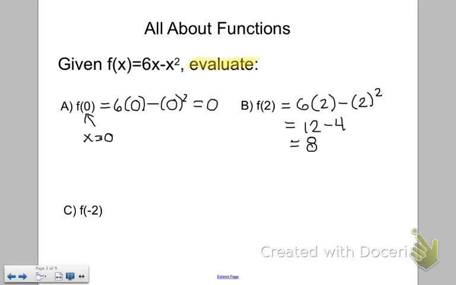Now, question C asks us for f of negative 2. This is going to be one of those examples where it's really important to use parentheses to make sure we get the sign correct in our final answer. So the x value we're plugging in is negative 2. This is going to be 6 times negative 2 minus negative 2 squared. So be really careful of those signs there in the middle. 6 times negative 2 is negative 12. Now my subtraction is still going to carry down, and then I have to square negative 2, which will give me a positive 4. So this is like negative 12 minus 4, which equals negative 16.